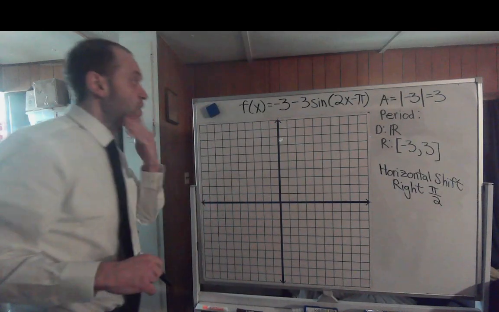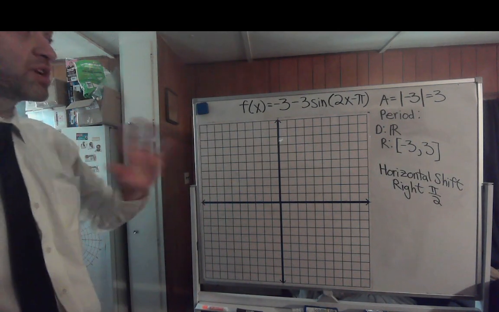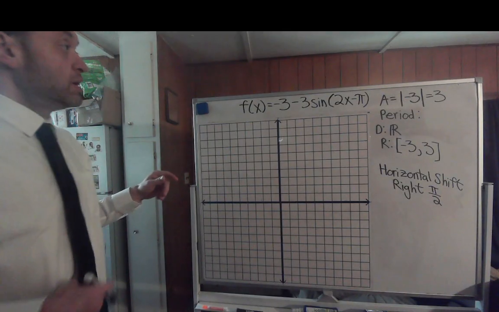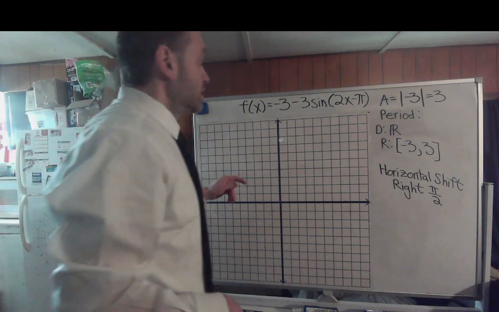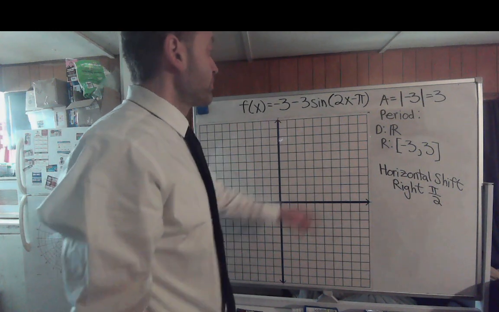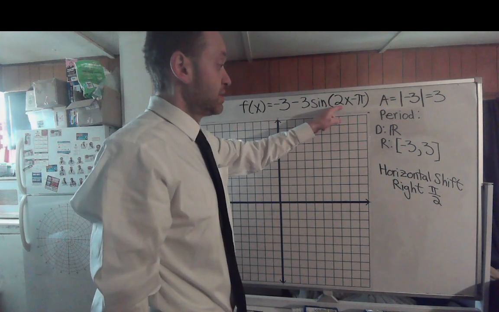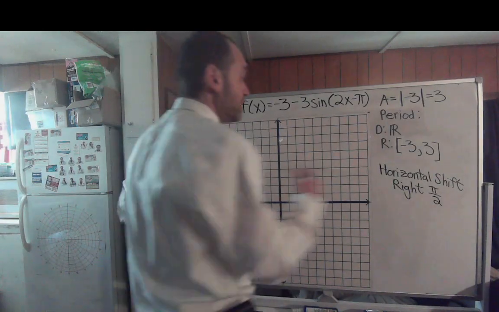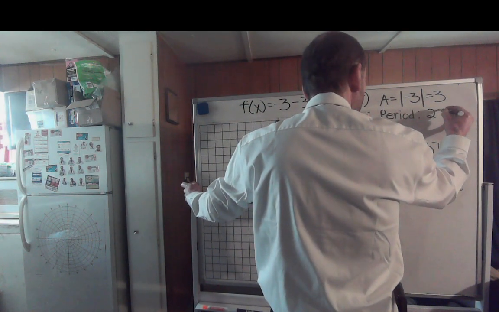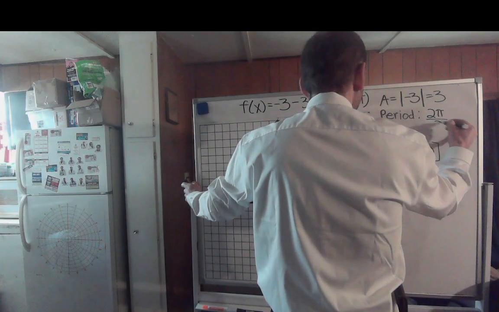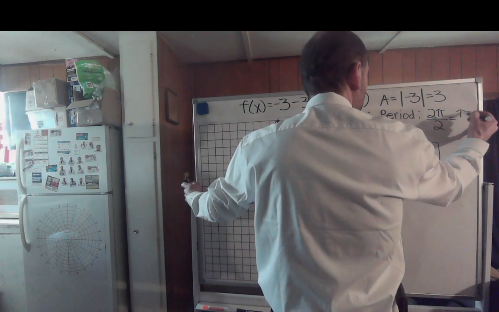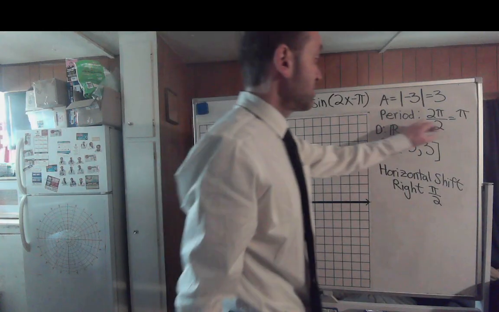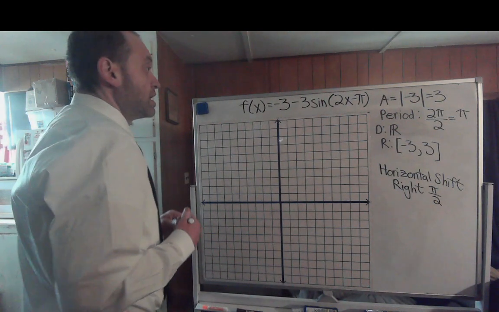Okay. So what else is going on? Because we're comparing this to the normal sine of x. We can talk about your period. The coefficient on x is 2, so the period is going to be that 2 pi divided by 2, which would just give you a period of pi. So your period just became pi.